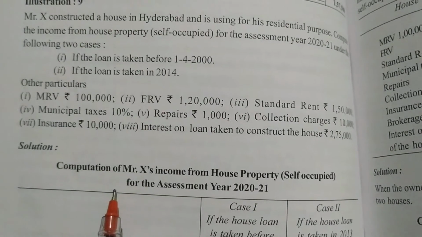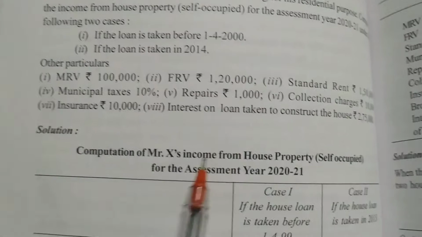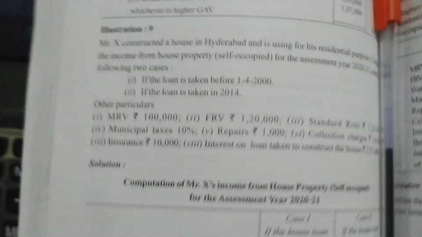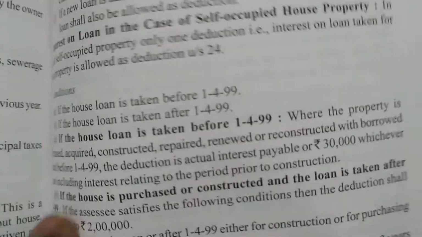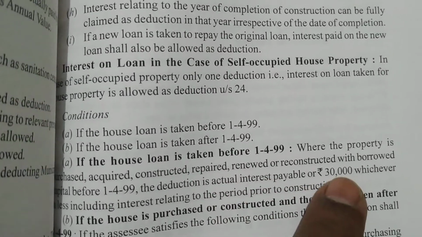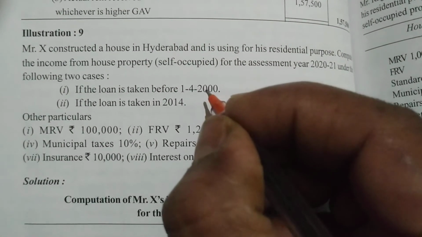loan is taken before 1/4/2000, now 1/4/1999, there is a correction. 30,000, interest on loan is 2,75,000. 2 lakhs is max. There is a correction. It is 1/4/1999. Yes, if it is taken before 1/4/1999, see here it is there. If the loan is taken before 1/4/1999, how much is interest? Actual interest or maximum 30,000, whichever is less. So this is correction 1/4/1999. So I'll make a correction here. Instead of writing 1/4/2000, here is a mistake. It's 1999.